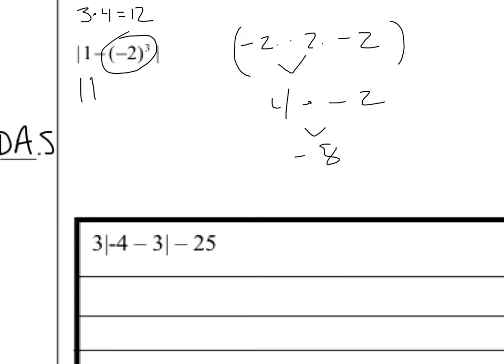We have 1 minus -8. So we do the change switch to make a peaceful plus sign. 1 plus 8 gives me 9. We're now looking for the absolute value of 9, which is 9. Questions about that?